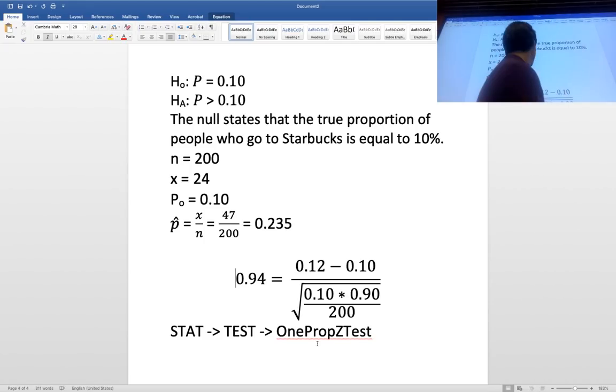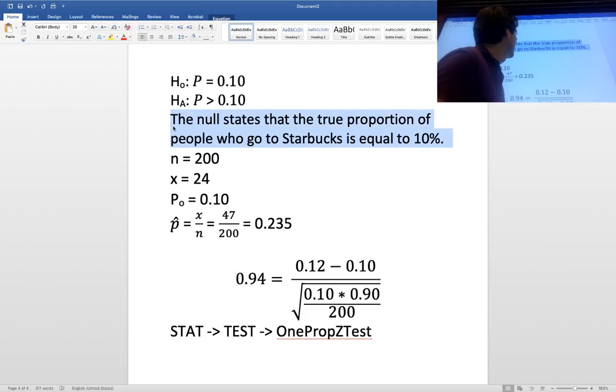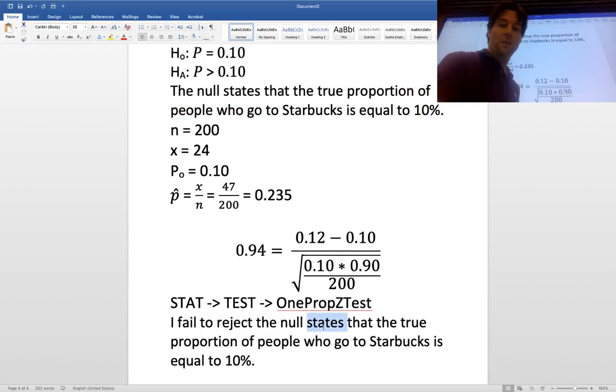So now we need to state our conclusion. But if you were able to read this at the start, stating your conclusion will be just as easy. And we have changed this now. I'm going to change this from right here, and say, I fail to reject the null. I fail to reject the null that the true proportion of people who go to Starbucks is equal to 10%.